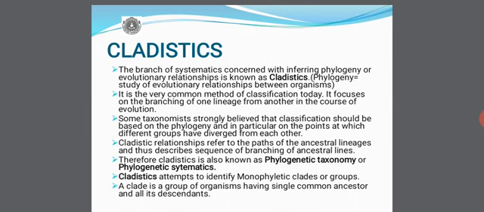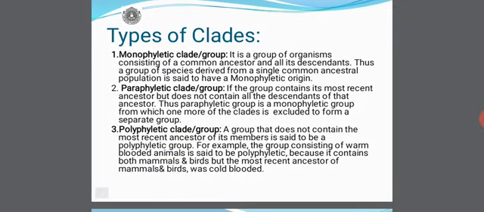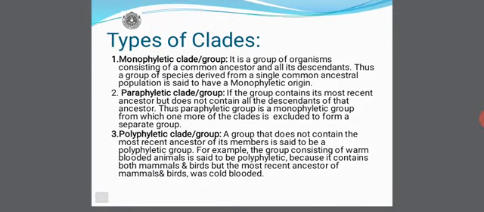A clade is a group of organisms having a single common ancestor and all its descendants. Now let me go through the types of clades. First one, monophyletic clade or group. It is a group of organisms consisting of a common ancestor and all its descendants. Thus, a group of species derived from a single common ancestral population is said to have a monophyletic origin.